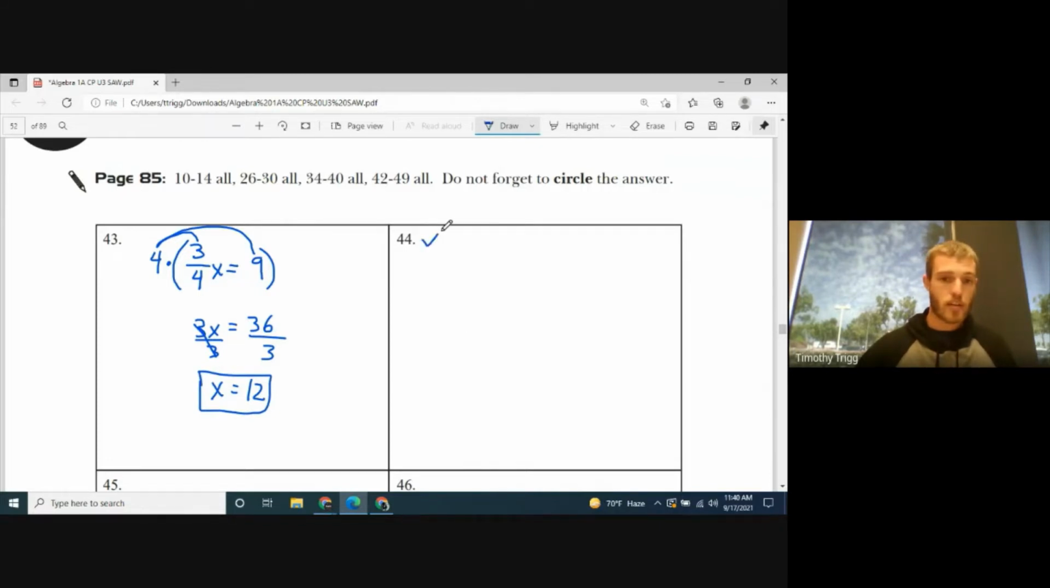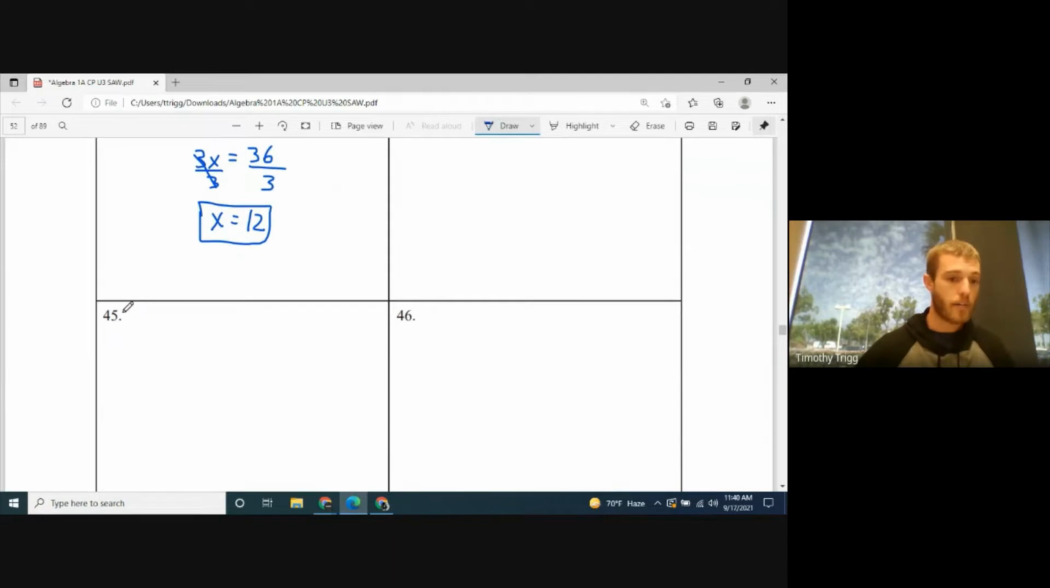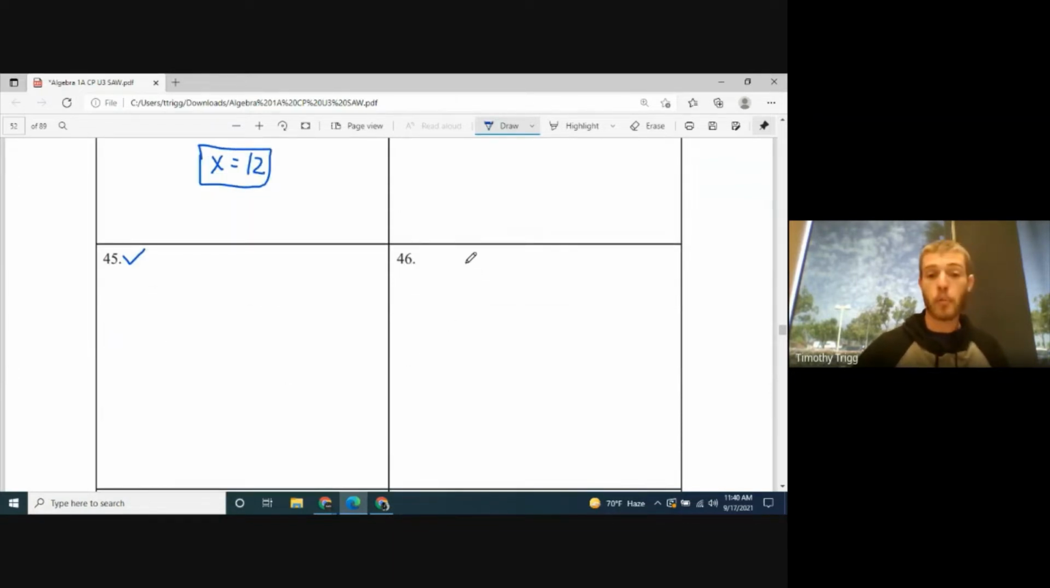44, I want you to go ahead and try this on your own. If you understood the last two, then this one shouldn't be any harder. 45, try it on your own. 46, this one's a little bit different. Okay, this one's got multiple fractions.